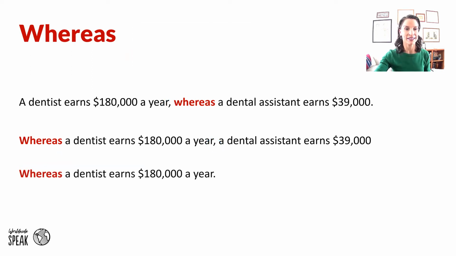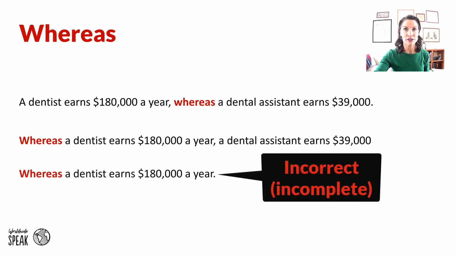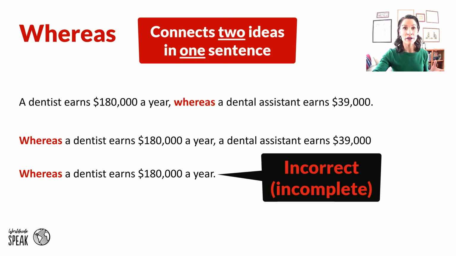This is not correct. Whereas a dentist earns $180,000 a year. Notice in the first two good sentences, I was using whereas to connect two ideas. In the last sentence, I only have one idea. So this one is not correct.